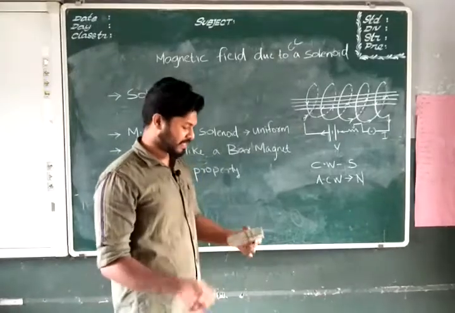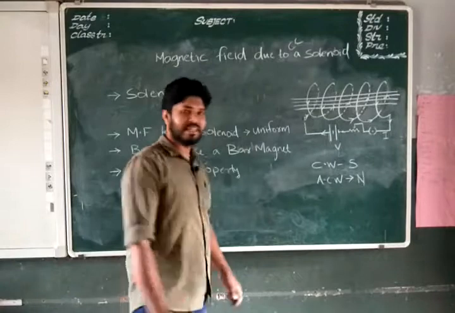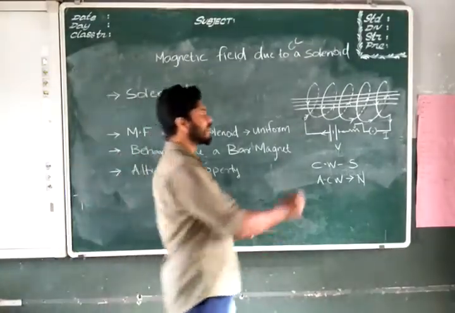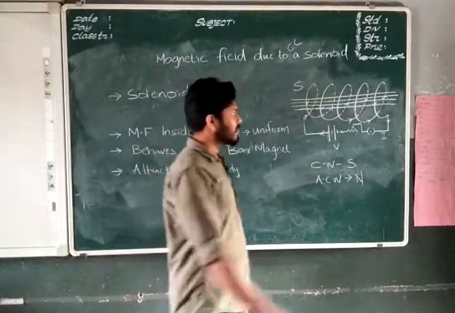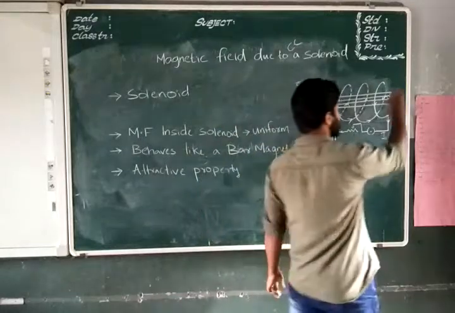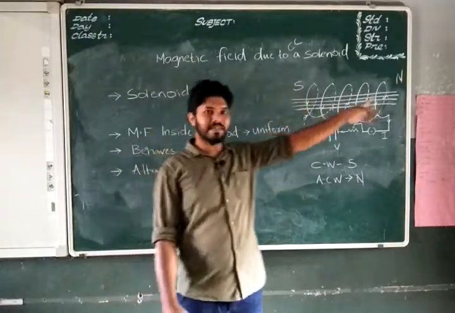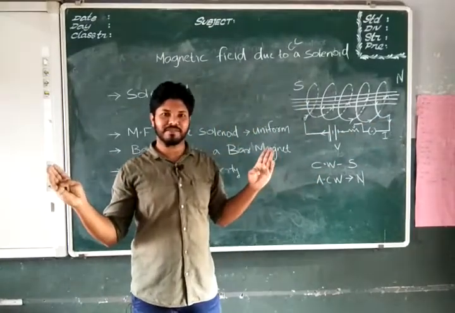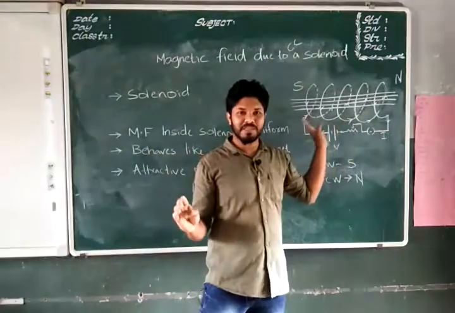So what happens when it is clockwise? When the current flows in the clockwise direction, that indicates which pole? Already we studied in the case of the circular coil. That indicates the south pole. And if the current goes in the anti-clockwise direction, it indicates the north pole. Obviously, if one end is south, the other end will be north. For which thing do we have south and north? For a bar magnet, isn't it?